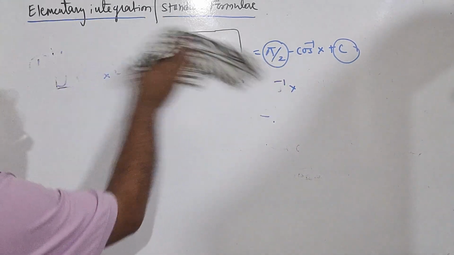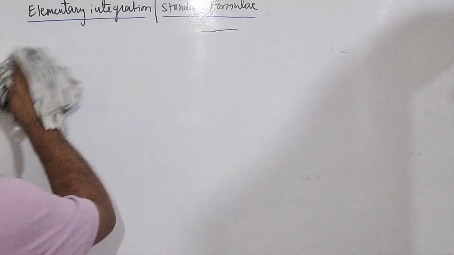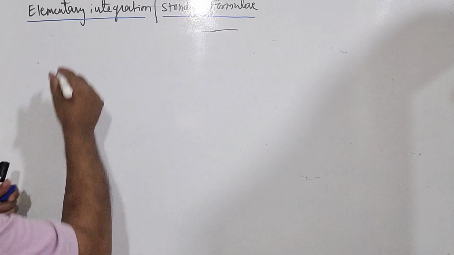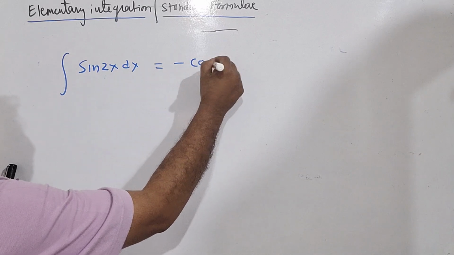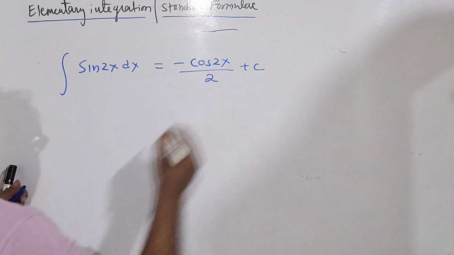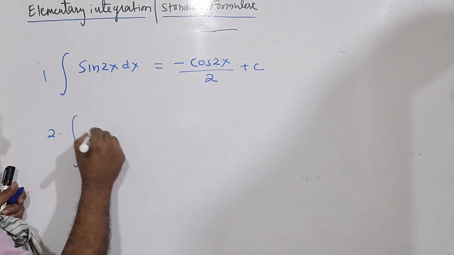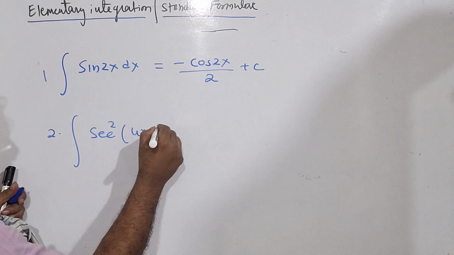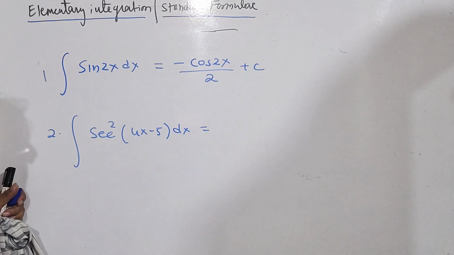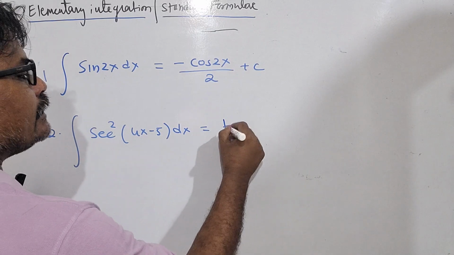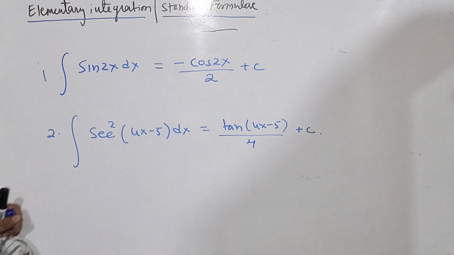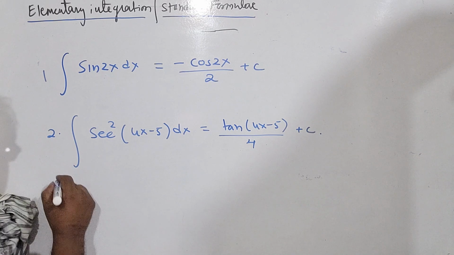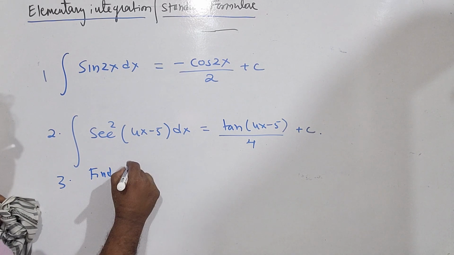basic elementary integrations. So what is the integration of, tell me, now it's your turn. What is the integration of sine 2x dx? Definitely minus cos 2x divided by 2 plus c. First. Second one is integration of sec square of 4x minus 5 dx. Sec square x integration is tan x. So tan of 4x minus 5, divided by 4, and of course plus c. Correct? Very simple.